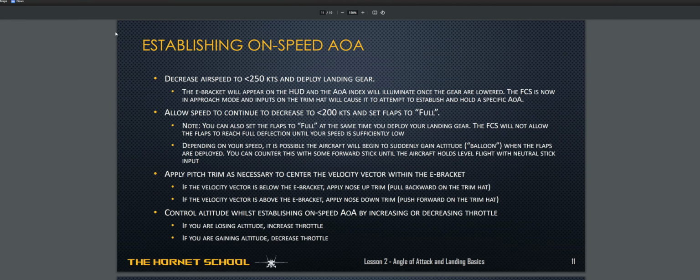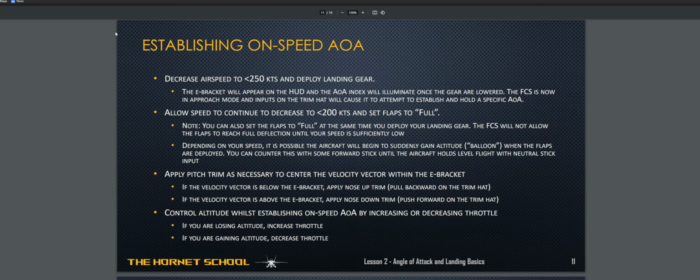Depending on your speed, it is possible that the aircraft will begin to suddenly gain altitude, or balloon, when the flaps are deployed. You can counter this with some forward stick input until the aircraft holds level flight with neutral stick input. Apply pitch trim as necessary to center the velocity vector within the E-bracket. If the velocity vector is below the E-bracket, apply nose-up trim or pull backward on the trim hat. If the velocity vector is above the E-bracket, apply nose-down trim, push forward on the trim hat.